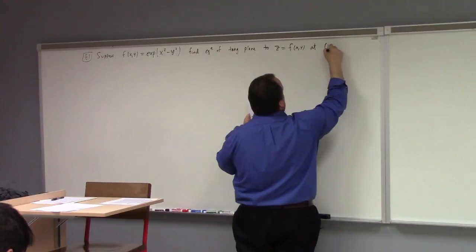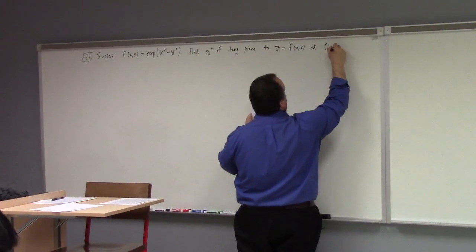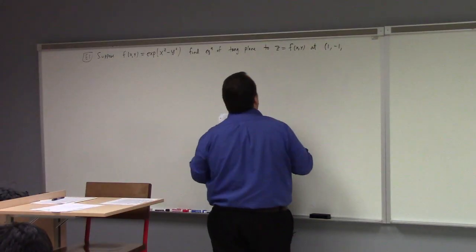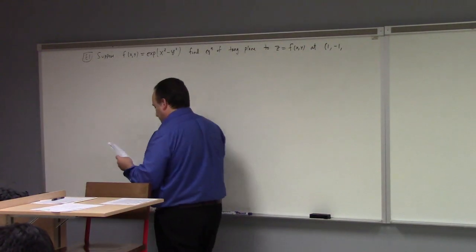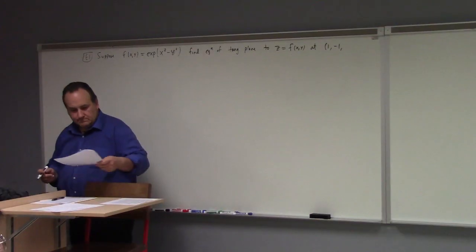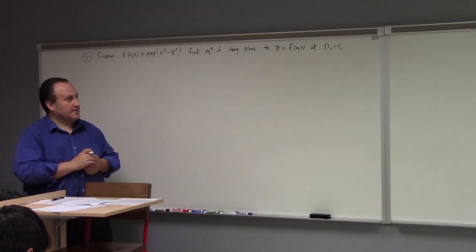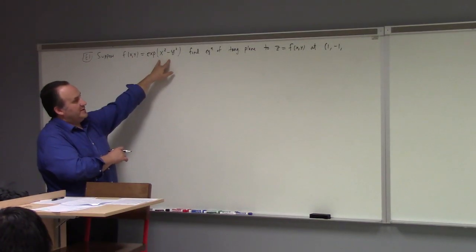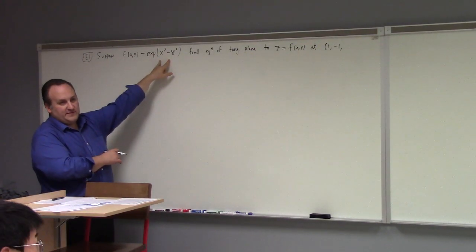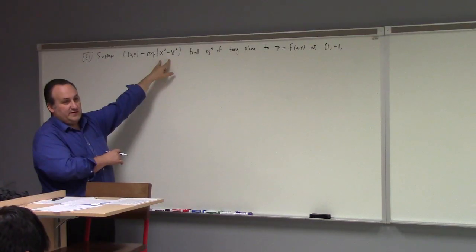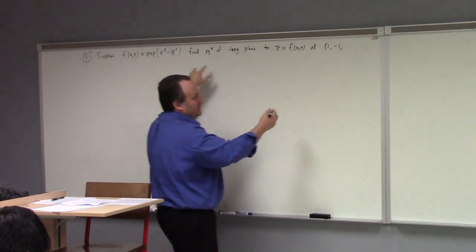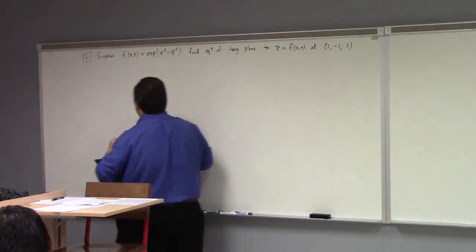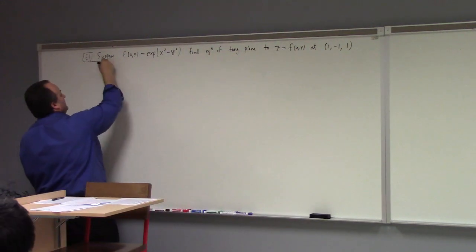1 comma minus 1 comma what would z be if we're looking at the point 1 minus 1? What would the z be here? What's the exponential of what? 1 squared minus minus 1 squared, which is 1 minus 1. Exponential of 0 is 1. So the z coordinate would be 1 here. All right. Okay, so let's do it.